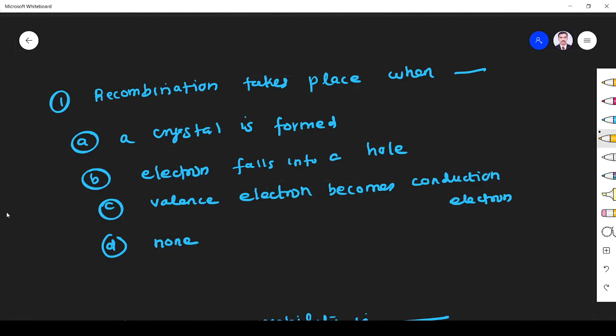The first question is, the recombination takes place when a crystal is formed, the electron falls into a hole, valence electron becomes conduction electron, none. So we know recombination takes place when electron falls into hole. So option A is the right answer.